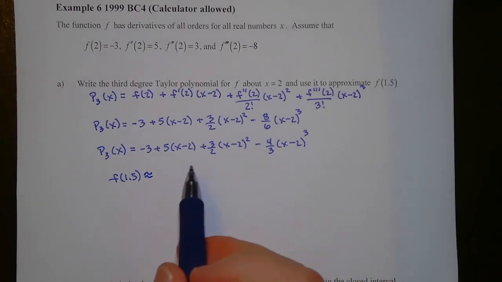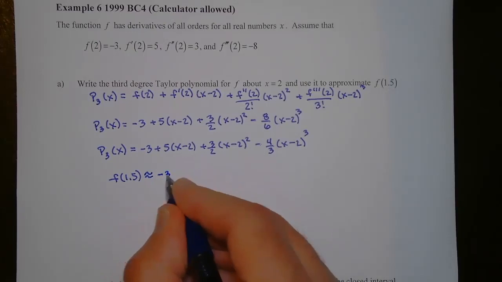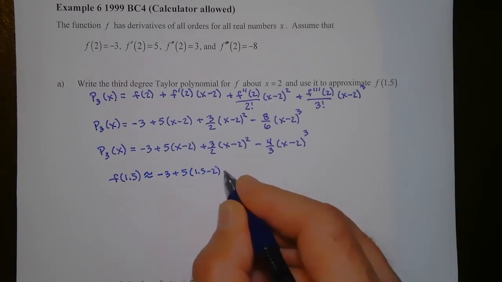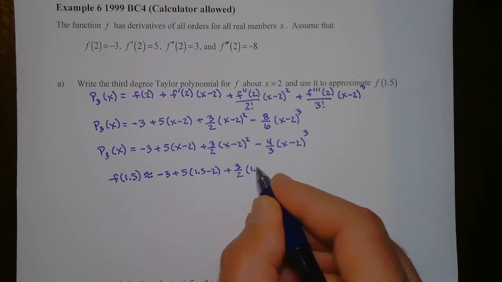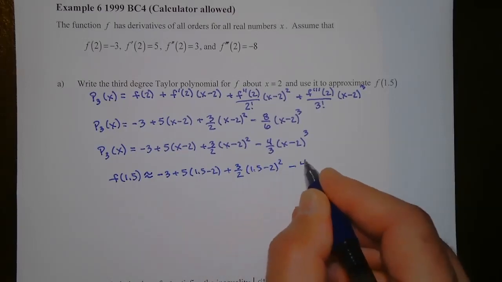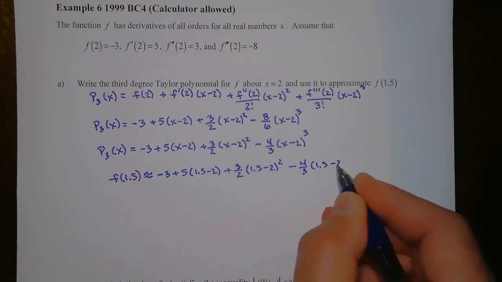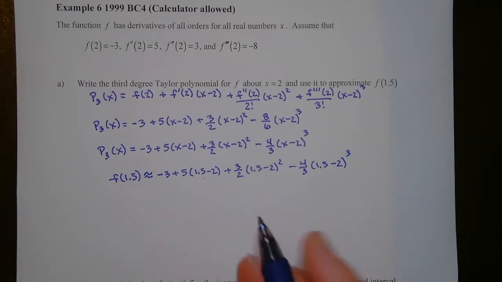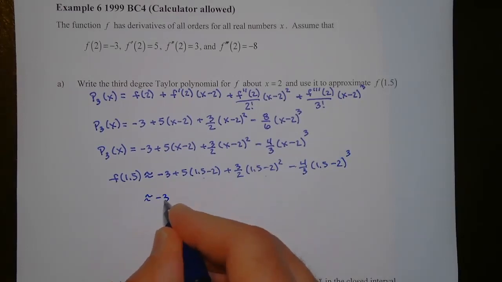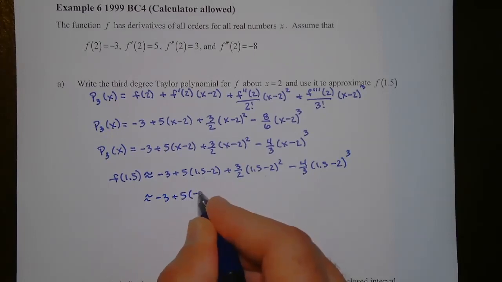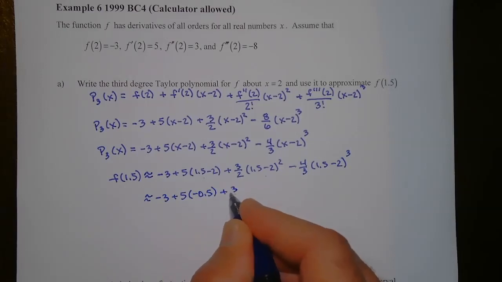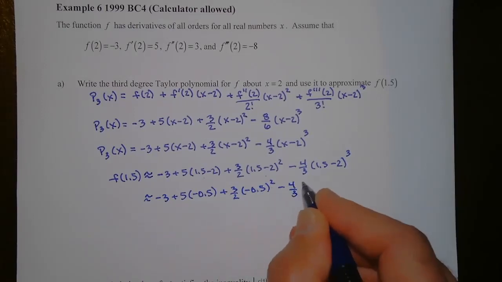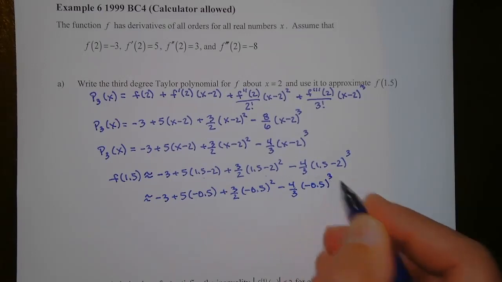And we're going to put 1.5 in everywhere we see the x. So this would be -3 plus 5 times 1.5 minus 2 plus 3/2 times 1.5 minus 2 squared, and then minus 4/3 times 1.5 minus 2 cubed. Well, 1.5 minus 2 for this one, and this one, well, that would just be -0.5. So this is about -3 plus 5 times -0.5 plus 3/2 times -0.5 squared minus 4/3 times -0.5 cubed. And we're going to put that into our calculator.